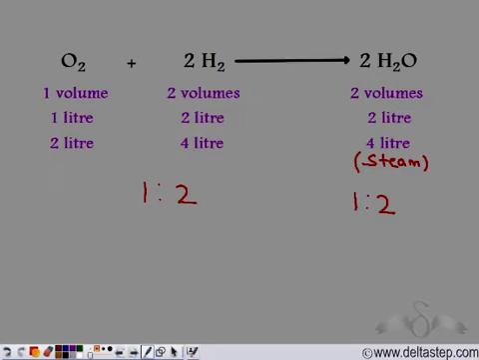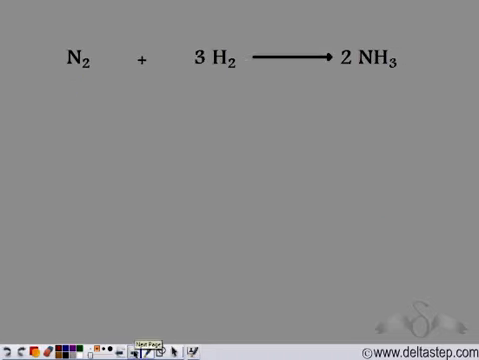Gay-Lussac observed some other gases. For this reaction, nitrogen reacts with hydrogen to form ammonia gas. In this case, he observed that 1 volume of nitrogen reacts with 3 volumes of hydrogen to give 2 volumes of ammonia. That means that nitrogen reacts with hydrogen in 1:3 ratio. And nitrogen forms ammonia in the ratio 1:2.